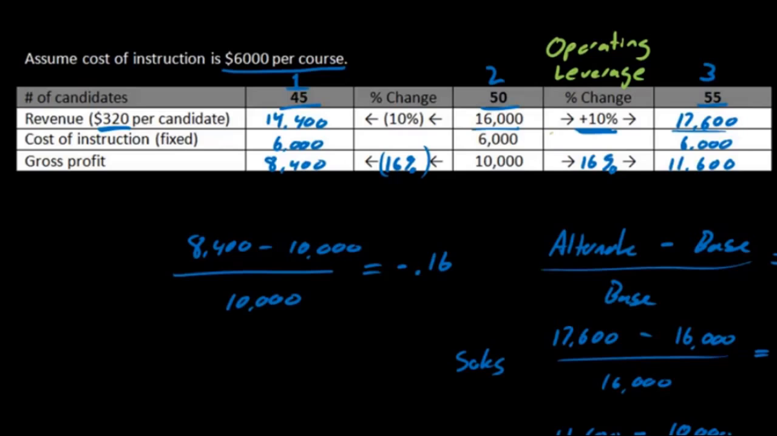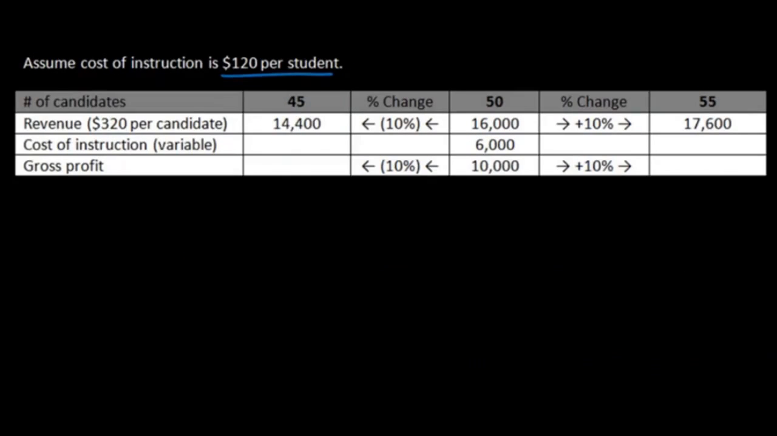Okay, so let's look at what would happen if we change our cost structure and we decided not to use a fixed cost structure, and we went to a variable cost structure because we didn't like this operating leverage. We don't want to take this much risk, right? We wanted something a little safer. In this example, we opted for a variable cost structure. So instead of paying the instructor $6,000, we're going to pay 120 per student. So let's look at how this works out.